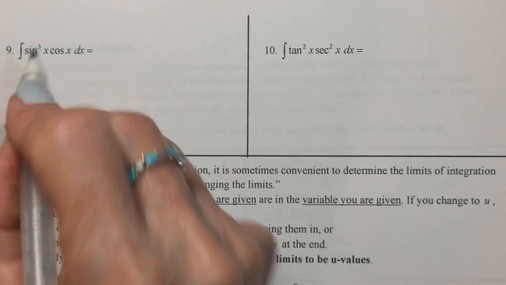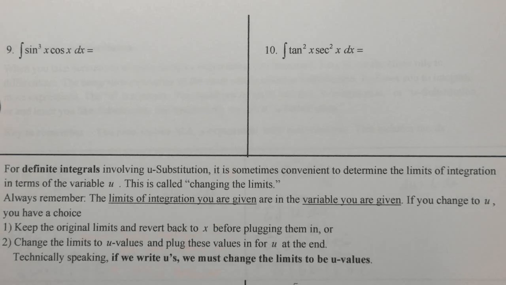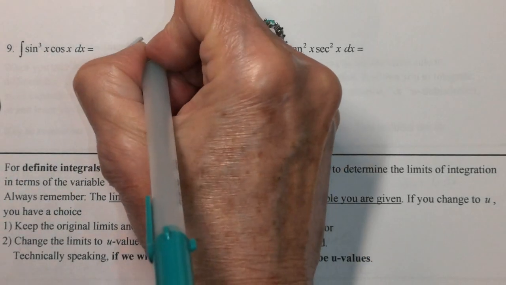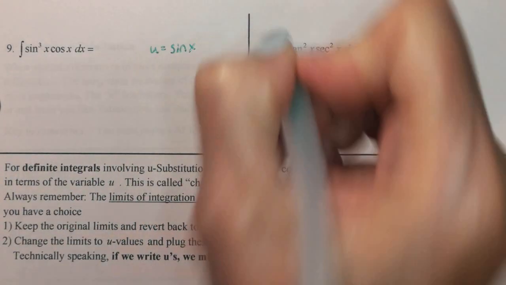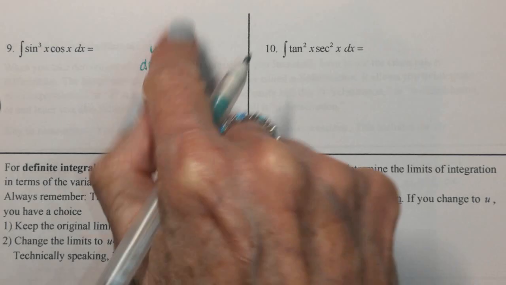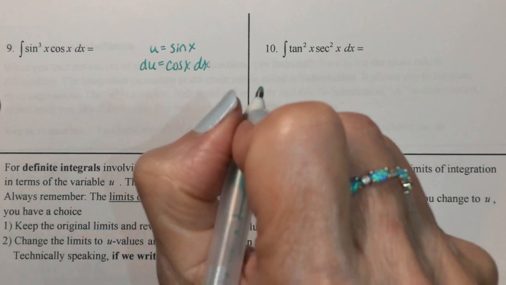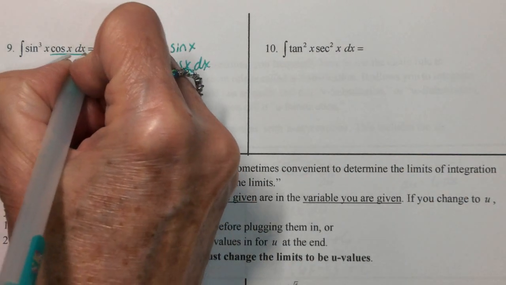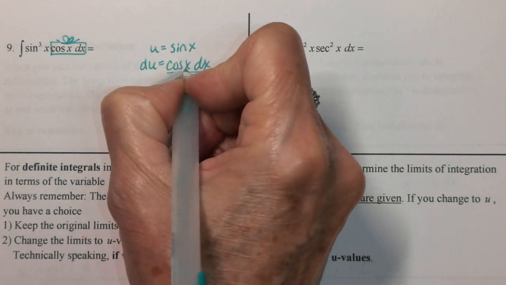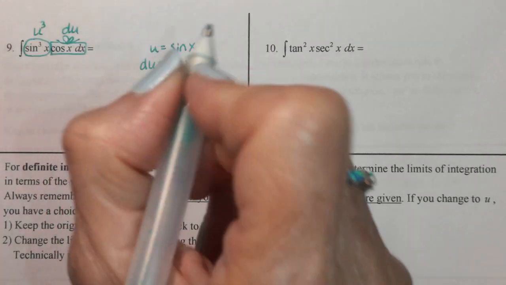So again, you guys, I'm going to let u be what is being raised to the power. And what is being raised to the power here? Sine of x is being raised to the power. So I'm going to let u be sine of x. What is du? Well, what's the derivative of sine x? The derivative of sine x is positive cosine x, dx, which is sitting right here. There's the gift from Santa, right there. It's exact. So that is my du, and this is u cubed, right?